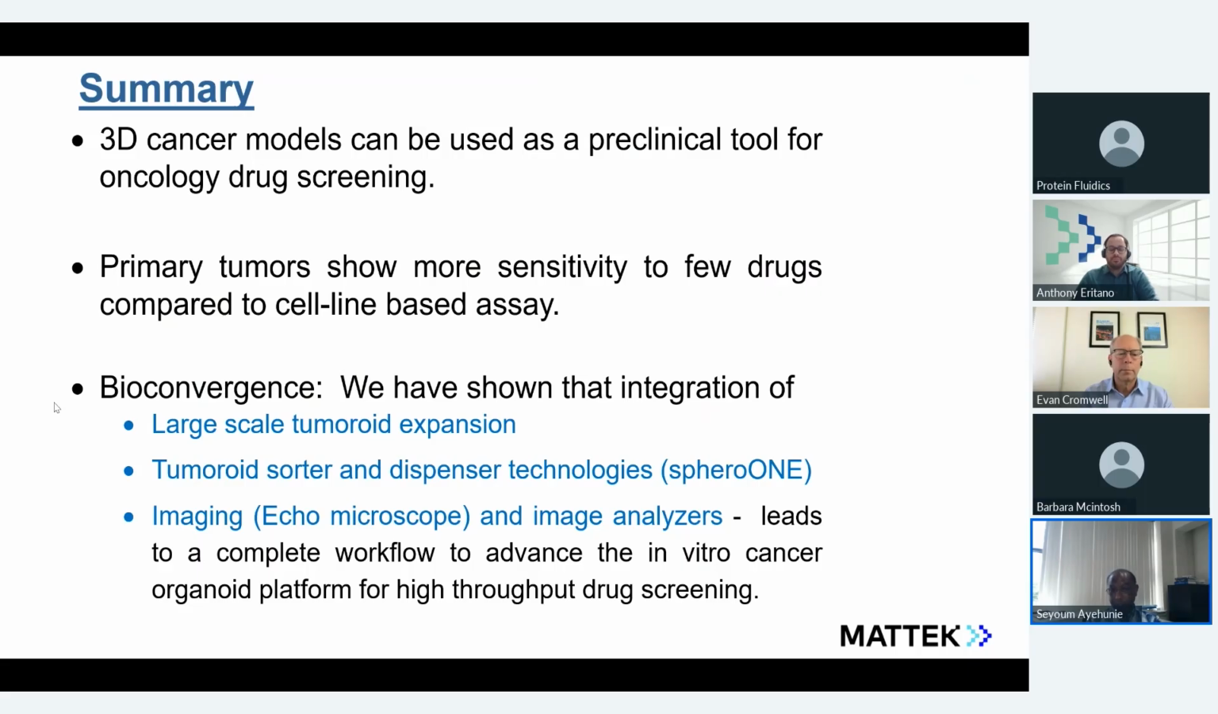With the systems, I think we will have a better chance of modeling drug responses in a very short period of time. Thank you.